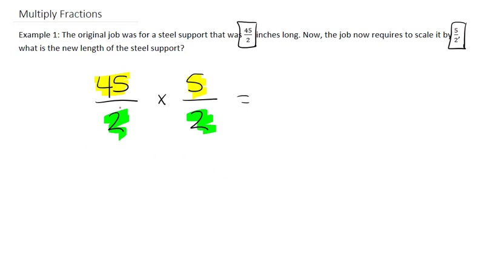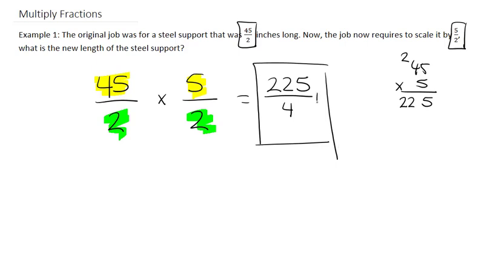So we would go 45 times 5 and get a number. Let's do that to the side. 5 times 5 is 25. So put a 5 below, carry the 2. 5 times 4 is 20, plus 2 is 22. So we get 225 on the top, and then 2 times 2, which is equal to 4. The new length is 225 over 4. So this is in inches.